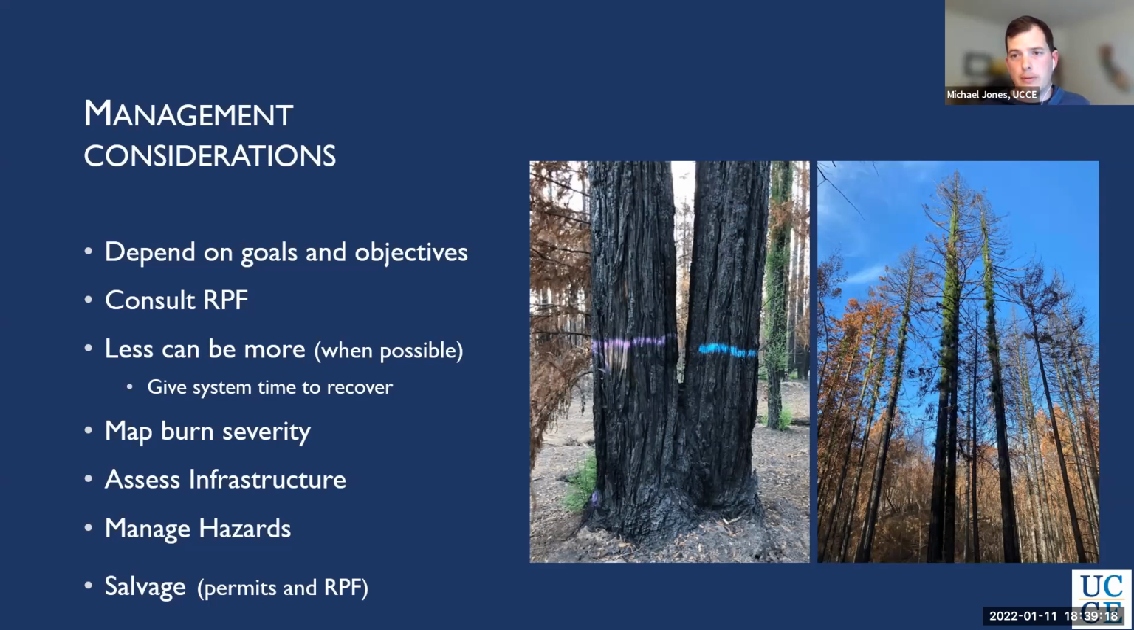Assess infrastructure, right? We're not thinking about buildings themselves, but roads, resources that are on site that might have been damaged. Manage those hazard trees I talked about. And if you want salvage, and I think that's a perfectly viable option, the burned redwood have value. They will eventually get rot. They do have heart rot. And from an ecological perspective, that's not a big deal.